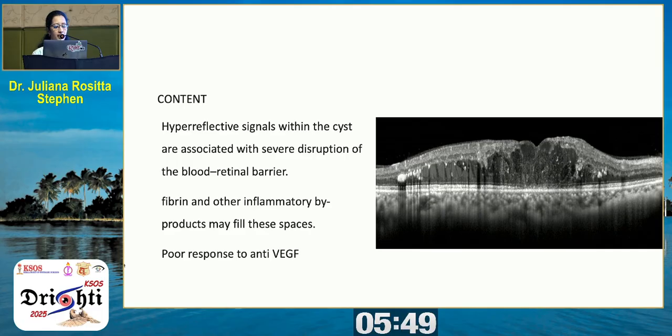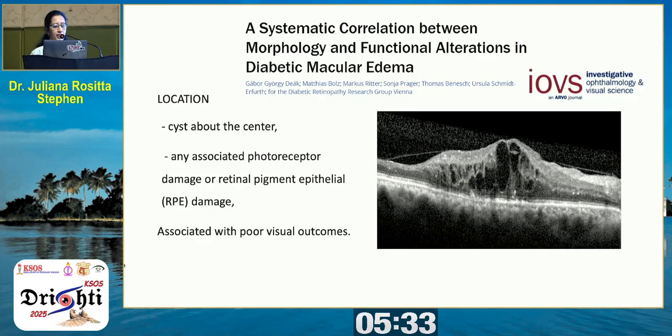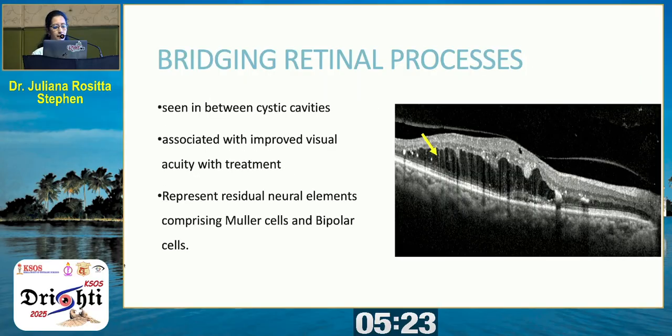Next, we see about the content. Hyperreflective signals within the cyst are associated with severe disruption of the blood retinal barrier. Fibrin and other inflammatory byproducts may fill these spaces, and they respond poorly to anti-VEGF agents. Location of the cyst at the center, and cysts with associated photoreceptor damage, are associated with poor visual outcomes.